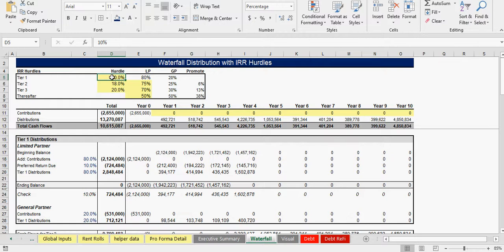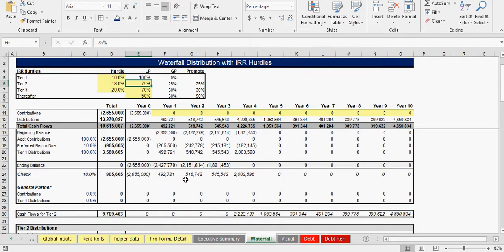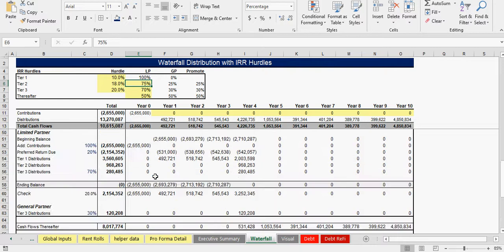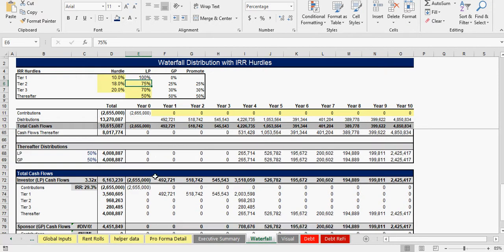So our first hurdle, 10%, that's essentially kind of like your preferred return, but it's saying anything at 10% or lower is split 80% to the limited partner, 20% to the general. And this is just defined by the amount of equity contributed by each. And it doesn't have to be like that. You could say it's 100% to the LP until 10% is reached, which is fine. You could put 100% in here. And you can see here it's saying now distribute all money to the LP until we reach the 10% hurdle, and then we can start distributing it down through the ranks.